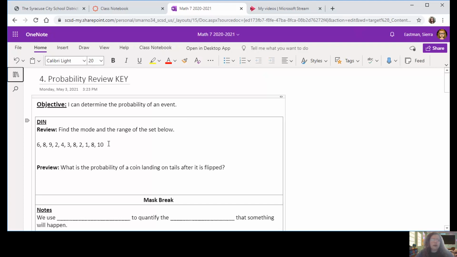So this is kind of a new topic that we haven't covered so far. But we do have our DIN question, which is a review from last week. Find the mode and the range of the set below. So you guys can go ahead and pause the video here, try that review question and the preview as well if you'd like.